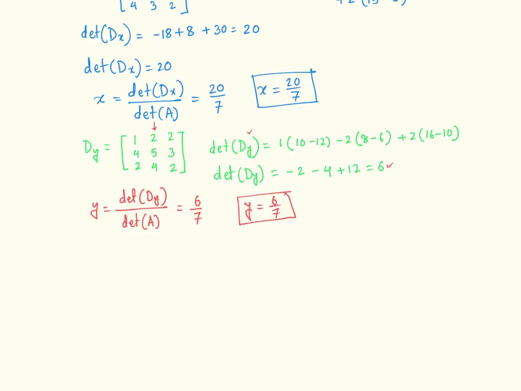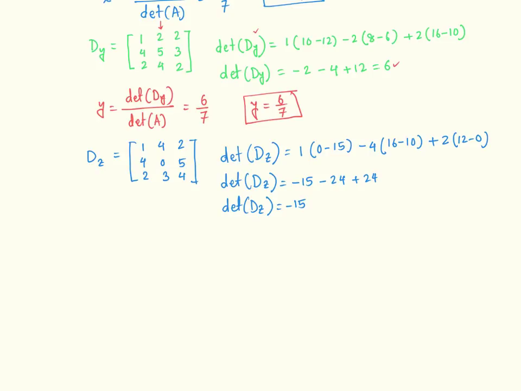Now we are going to find the z value. Of course we are going to replace the third column in the matrix A by the matrix C, which is 2, 5, 4. If we do that, we get the following. So the determinant of D sub z is negative 15. Now my z solution is going to be z is equal to the determinant of D sub z divided by the determinant of A. The determinant of D sub z is negative 15, and the determinant of A is 7. So my z is going to be negative 15 over 7. So I found x, I found y, and I found z.